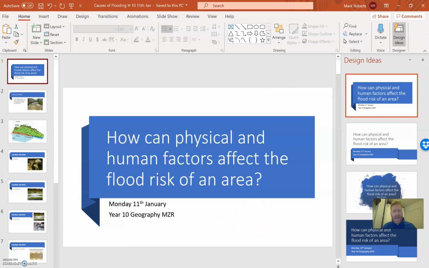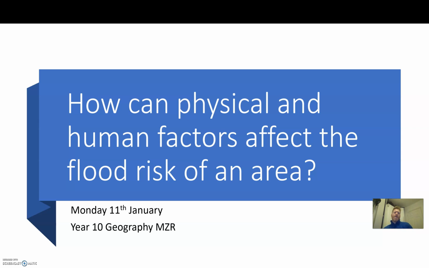So on to today's lesson then. Hopefully this will work. We're looking today at how physical and human factors can affect the flood risk of an area. So what different factors make an area more or less likely to flood? And we split it as usual. We categorise things in geography. So we split it into physical causes and human causes.